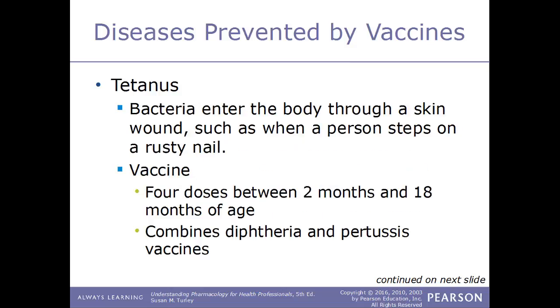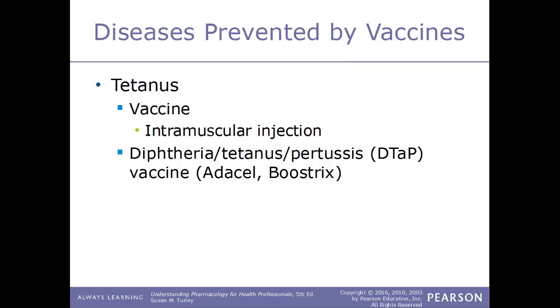And bacteria will enter the body through a skin wound, such as when a person steps on a rusty nail, for example. The vaccine for tetanus is given as 4 doses between the ages of 2 months and 18 months, and this is a part of the diphtheria and pertussis vaccine. This is an intramuscular injection, and this is the T part in the DTaP vaccine. So diphtheria, tetanus, and pertussis. And again, the trade names will be Boostrix and Adacel.